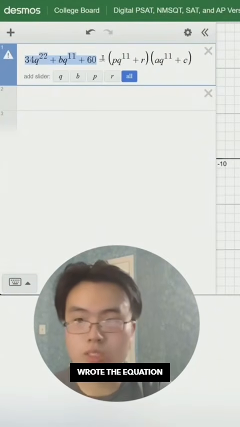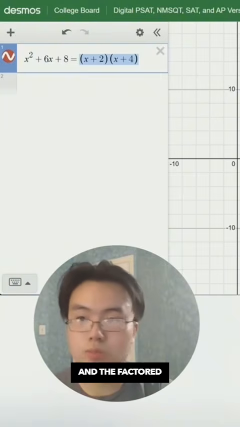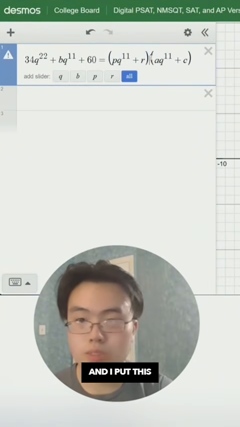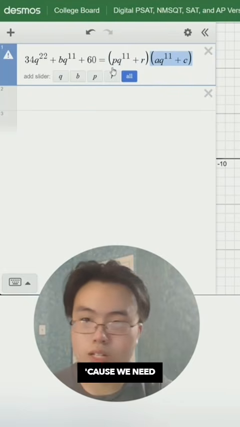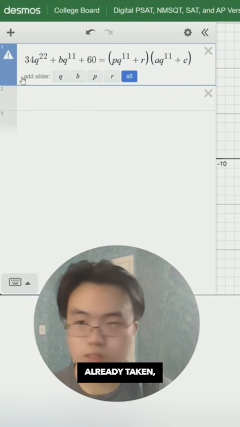I went ahead and wrote the equation and its factored form. And by the way, this is the exact same thing as this. It's like standard form for a quadratic and the factored form. Here, this is what was already given in the question, and I put this as just a dummy factor, because we need two factors here. And I just put a and c as dummy constants, just because a and c weren't already taken. So I put that there.